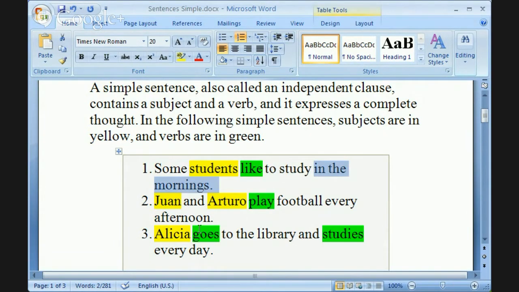In the mornings. What is that? Who can tell me? What is in the mornings here? What is this called? Jonathan, do you know what this is called? Now I've highlighted it in blue. What is this called, the construction in the mornings? Do you know what that's called? Hint. It starts with in.